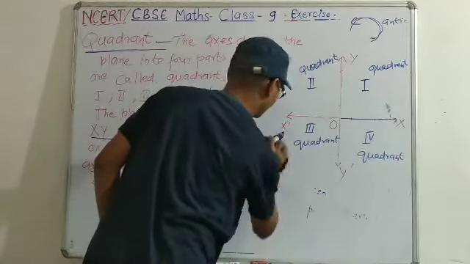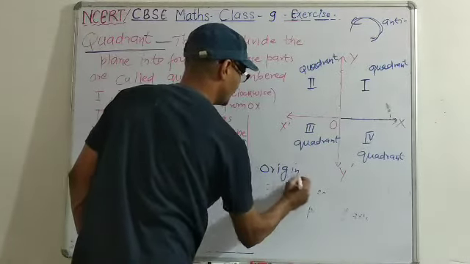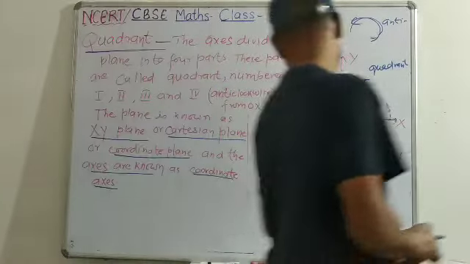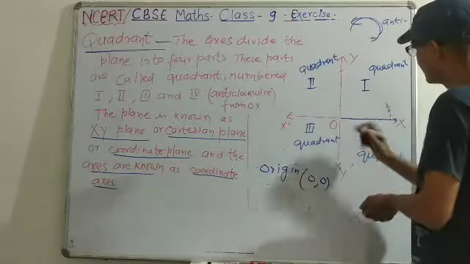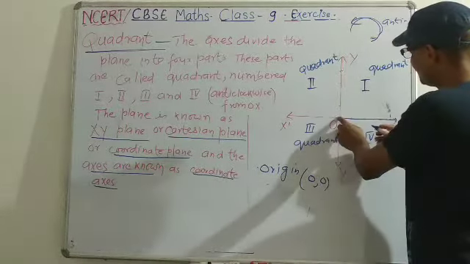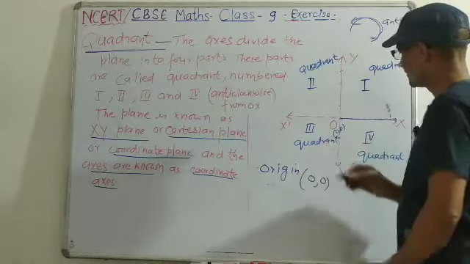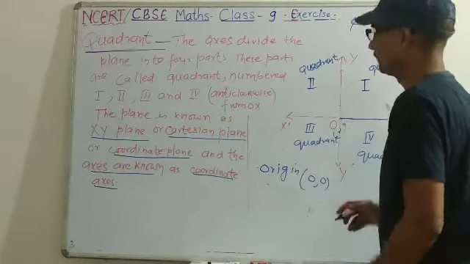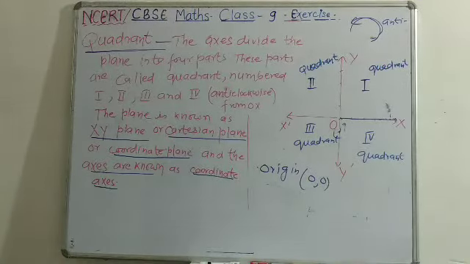And one more important thing here: origin is always the point 0, 0. It may be asked in the examination, which point belongs to the origin? The origin is 0 on the X axis and also 0 on the Y axis. So the origin is always 0 and 0. You should know this. These are the definitions related to coordinate geometry, and we will do some questions from the exercises.